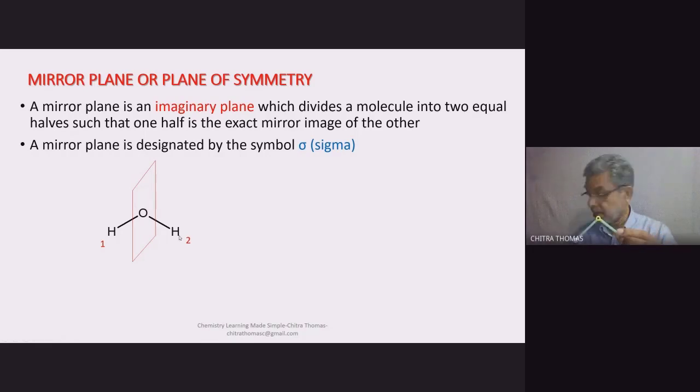I will show it in a model. So this is a water molecule. I hold it like this because both are in the plane. So this is a plane. Now these two hydrogen atoms will be interchanged, so I will get this configuration. The one will come here and the two will come here. Are these two configurations distinguishable or indistinguishable? They are indistinguishable configurations, so this is a symmetry operation. So a mirror plane is an imaginary plane which divides a molecule into two equal halves, such that one half is an exact mirror image of the other.